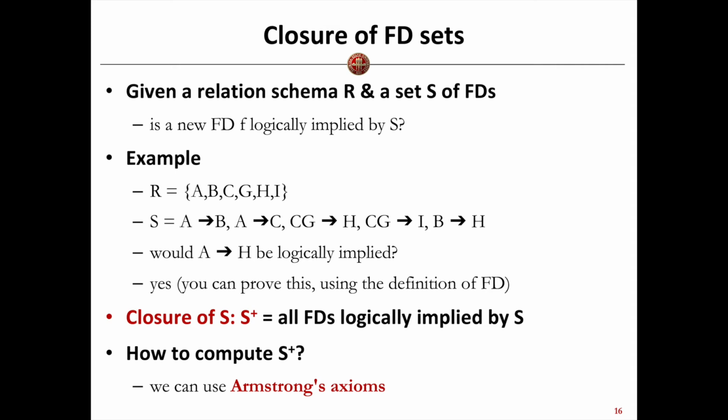And then the question is how to compute the S closure. If we use the definition of FDs, it can be very complex and time-consuming to derive all the FDs inside the closure, because for each case, we may have to prove it by using the definitions. It can be too complicated. So instead, we introduce a bunch of rules or axioms to help us. These axioms can be proved, and we can use them to compute the closures of FDs. We formally name these axioms Armstrong's axioms.